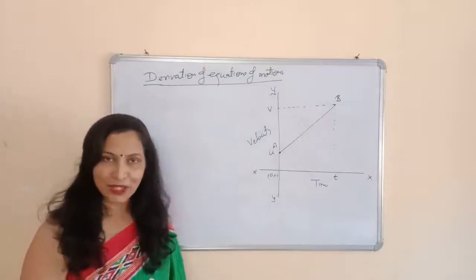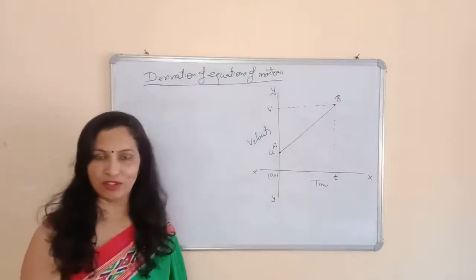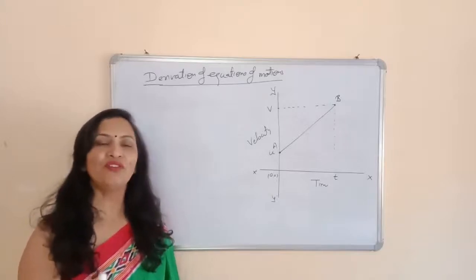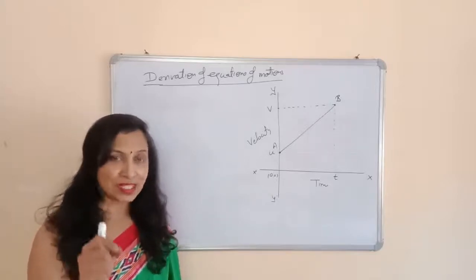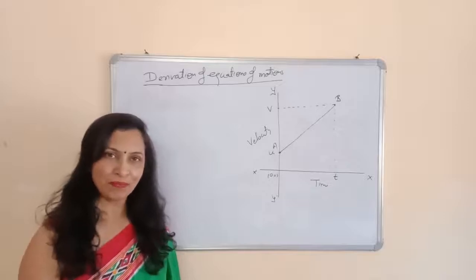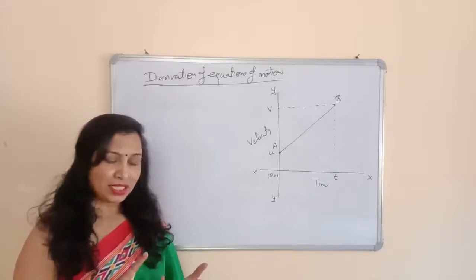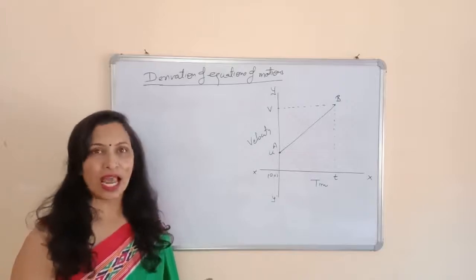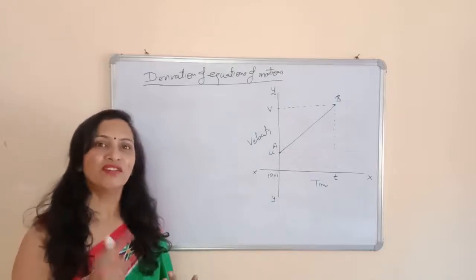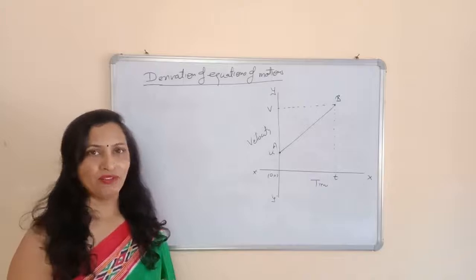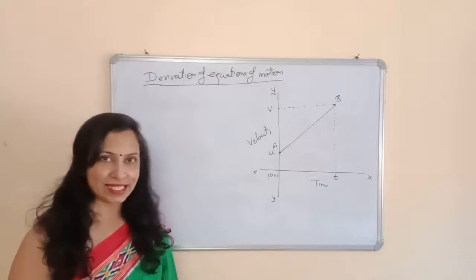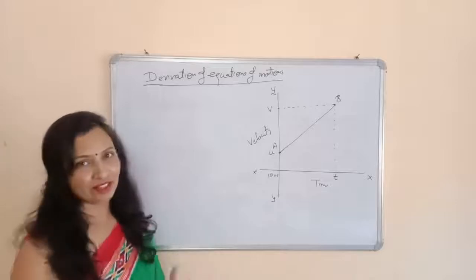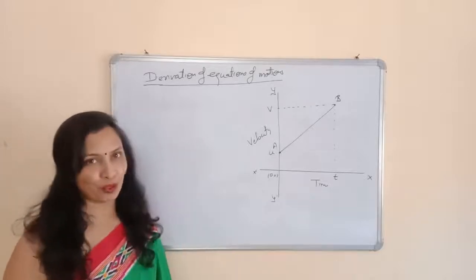So I explained in the last lecture the different types of graph, that is the distance time graph and the velocity time graph. And how you can find the speed by using the distance time graph, and how you can find the velocity, acceleration and the displacement by using the velocity time graph. If you did not see that video, please see it to understand these derivations, and these derivations are really so important.